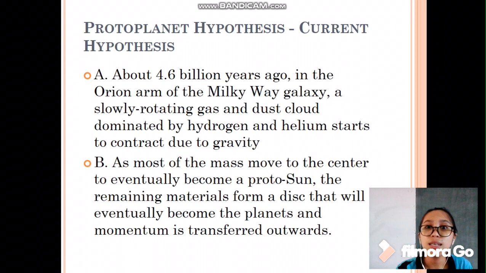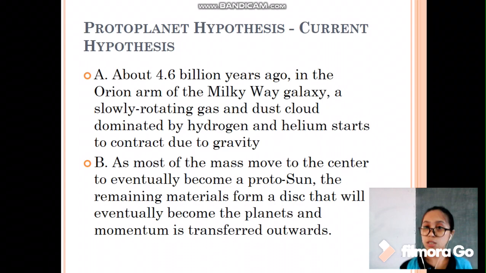As most of the gas moves to the center, it eventually becomes a protosun. Nagpagkatong mass of those elements move towards the center, it becomes a protosun. And the remaining materials form a disk around the center, eventually becoming the planets, and momentum is transferred outwards. It's like that.